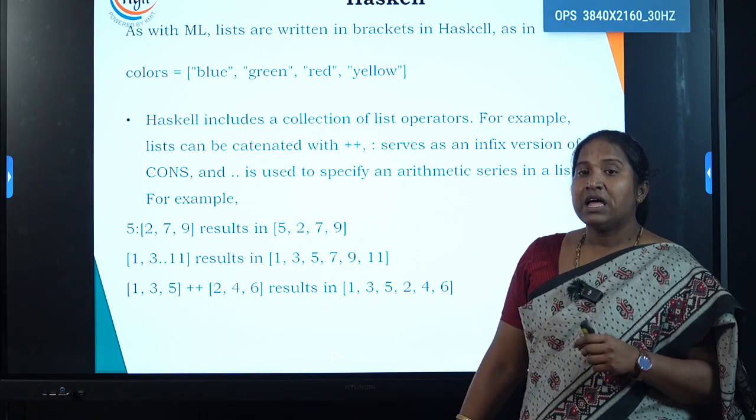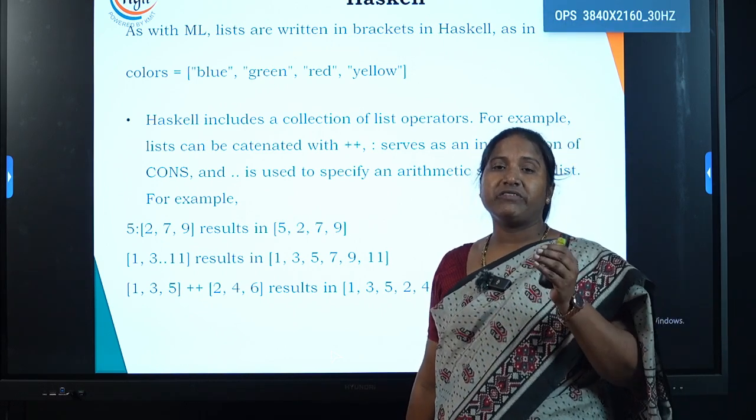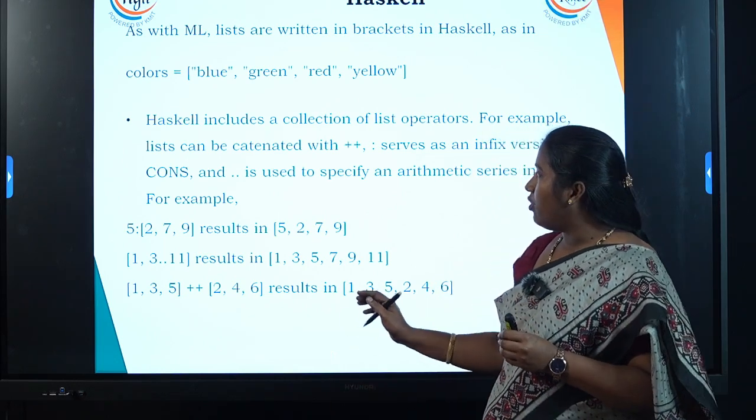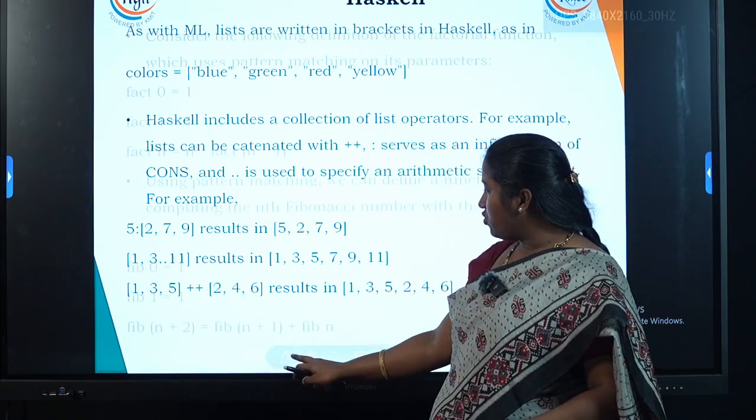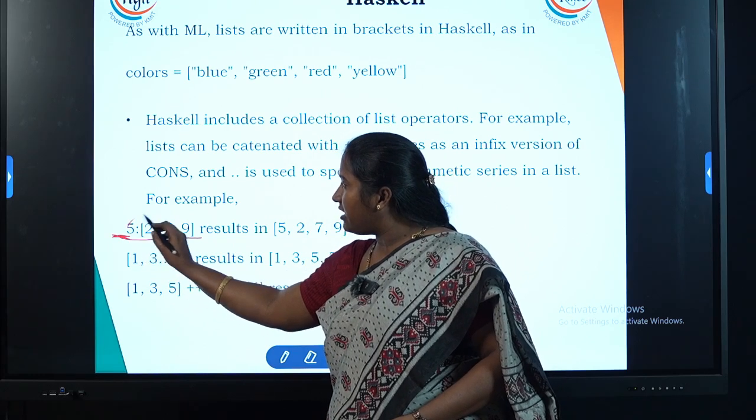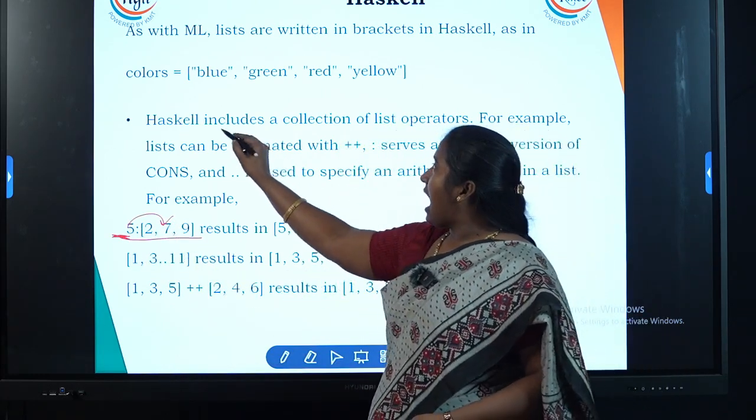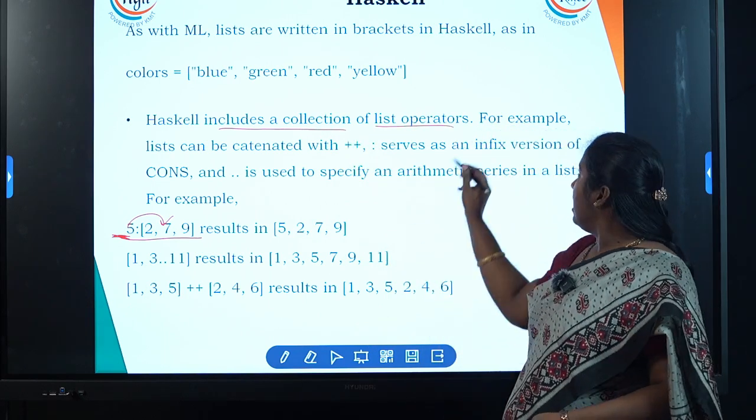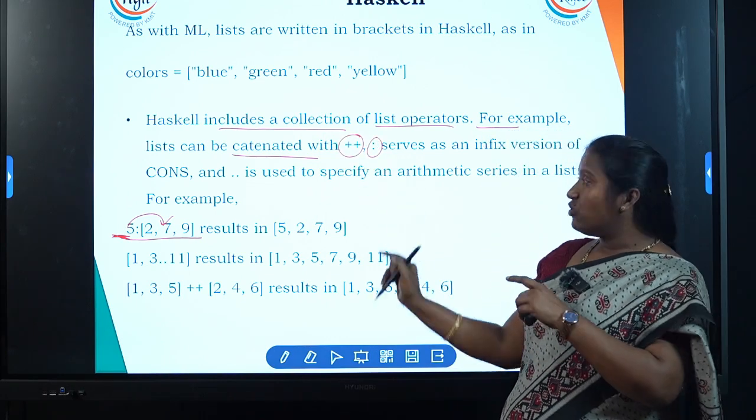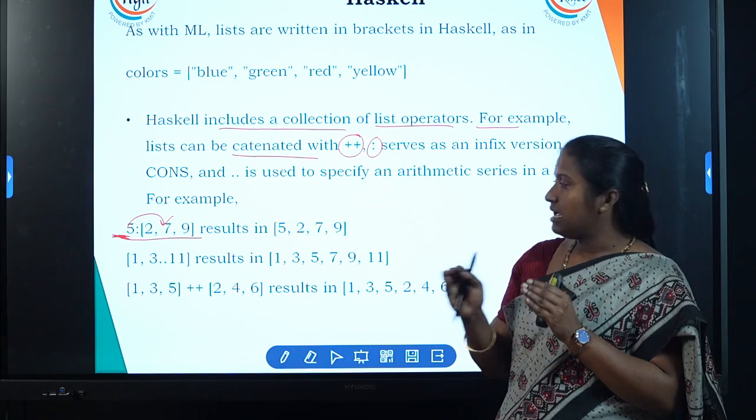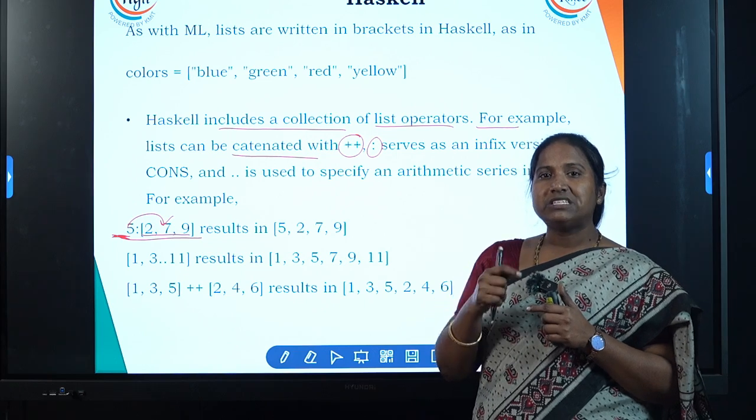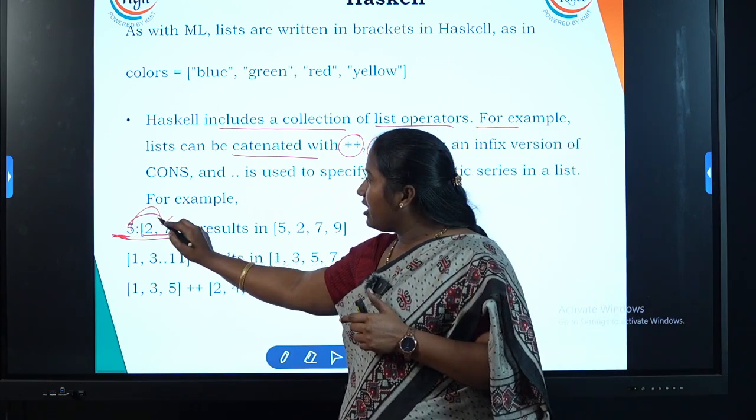Now, very interestingly, the Haskell programming language has some similarities to a recent programming language, Python. Look at this example: 5:[2,7,9]. What it does is include the number you write here into the list. Haskell includes a collection of list operations. For example, lists can be concatenated with a double plus and a colon. Look at the example 5:[2,7,9]. Colon is the operator which acts as a concatenation operator, and 5 gets included here.